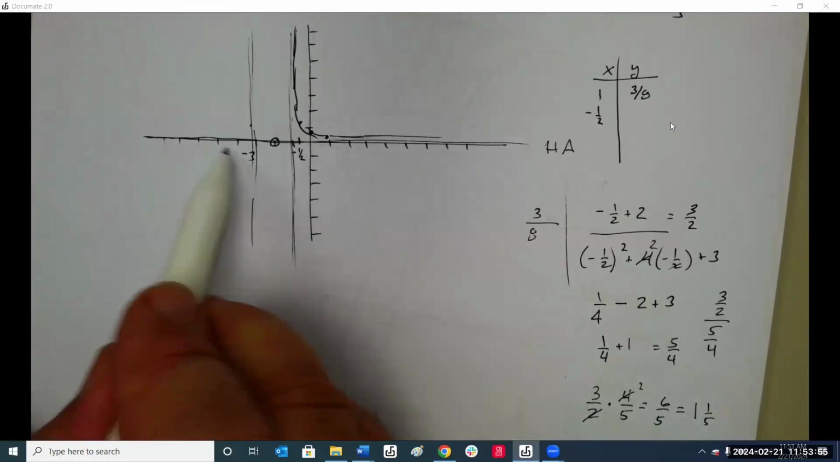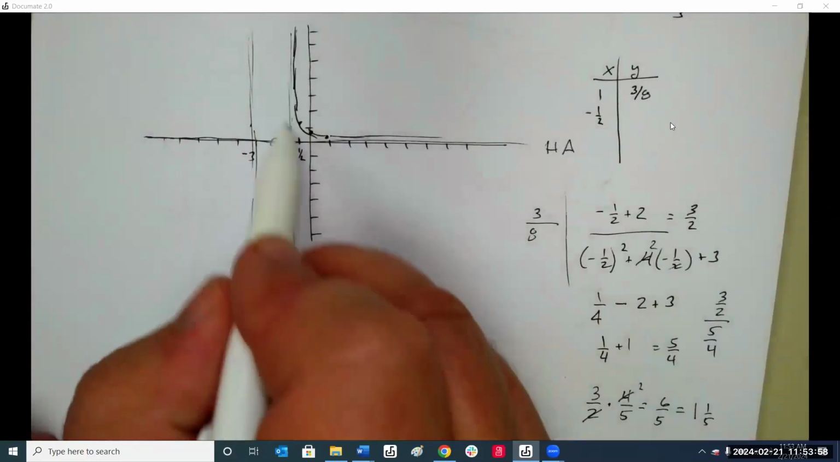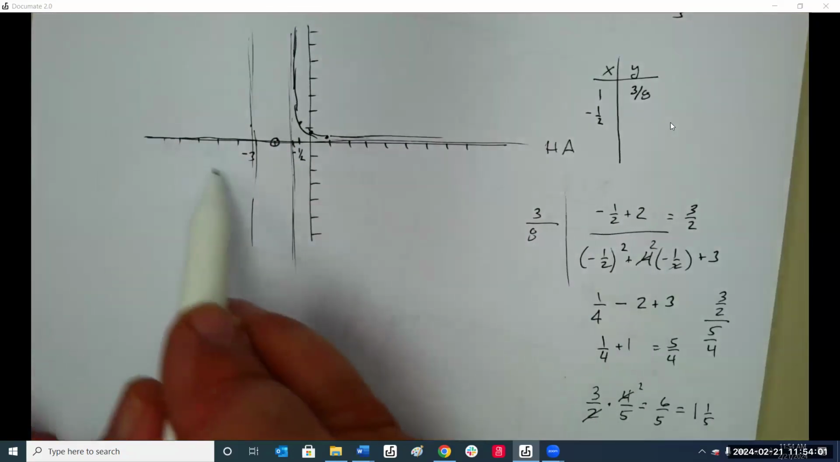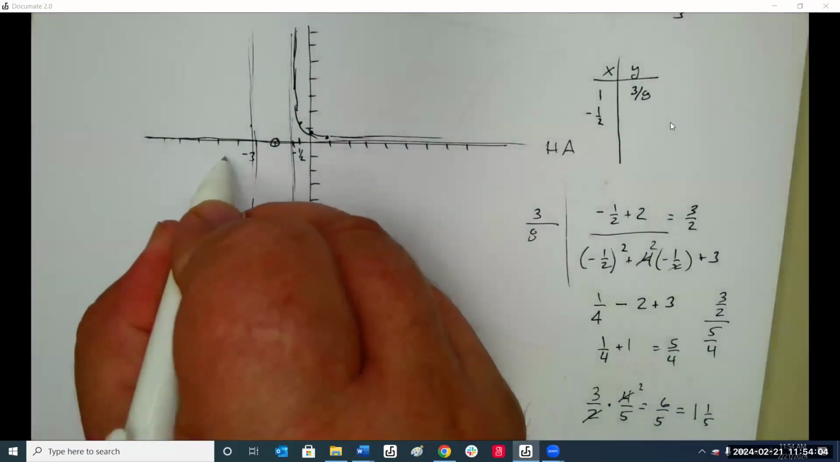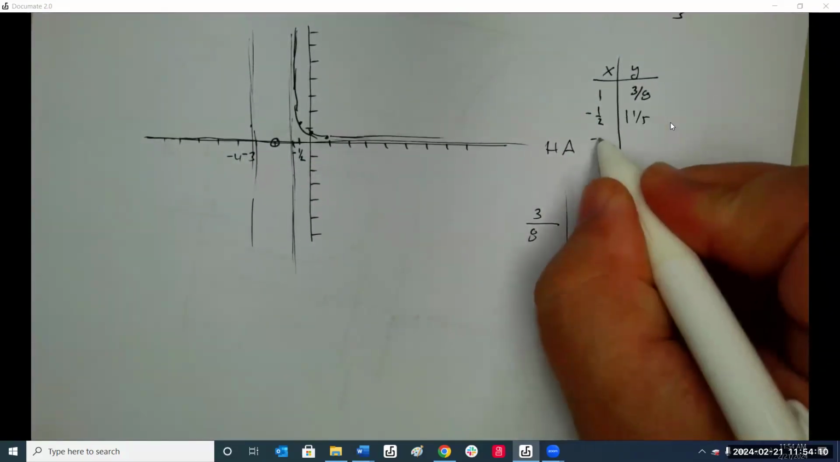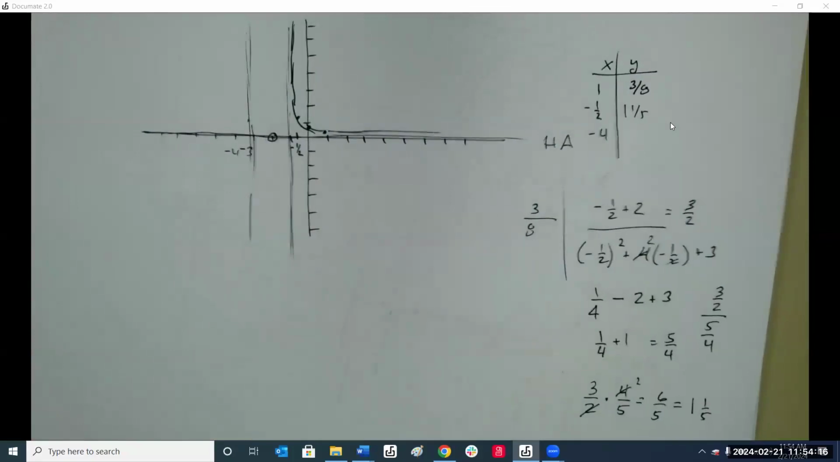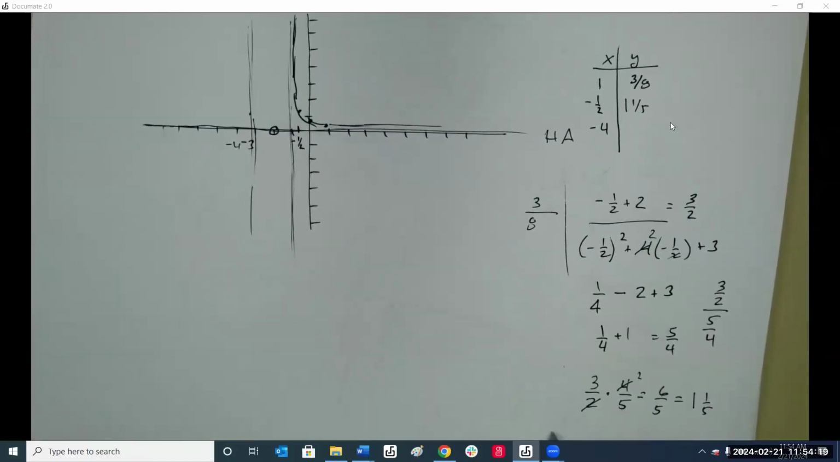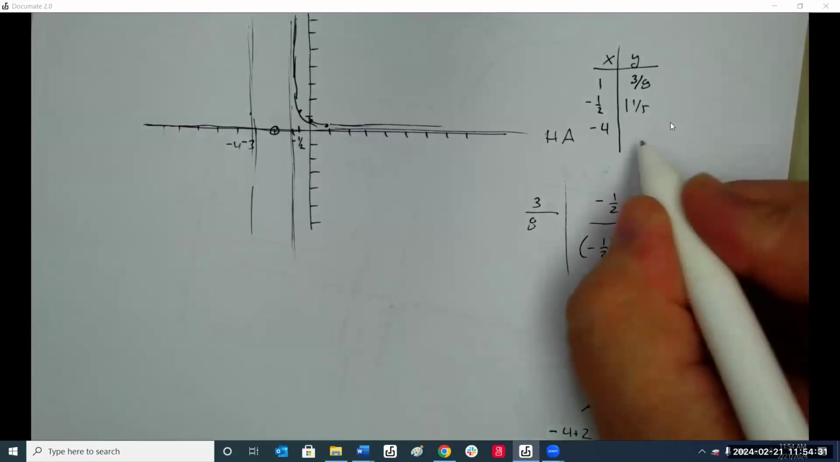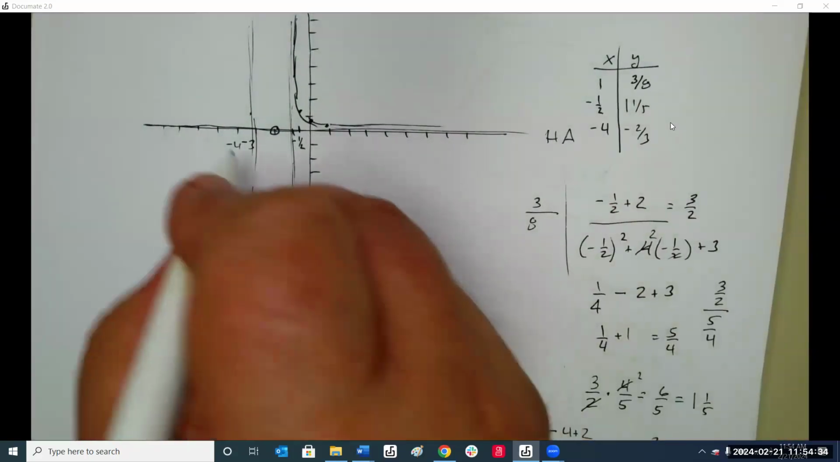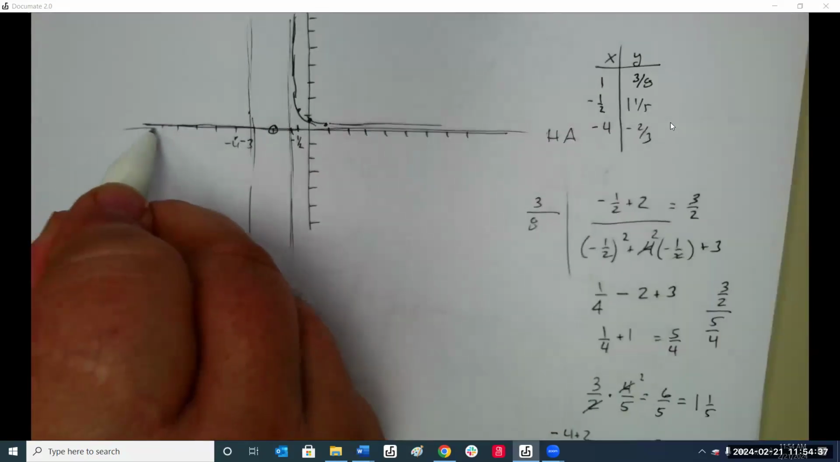That's ideal. Let's look at this quadrant, because it's going to be similar to this one. Either it's going to be up here or it's going to be down here. So this is 1 1/5. So let's try -4. All I need to see is if it's positive, it'll be like that. If it's negative, it'll be down there. So we have -4 plus 2, over 16 minus 16 plus 3, negative 2/3. So we know it's going to look like this.